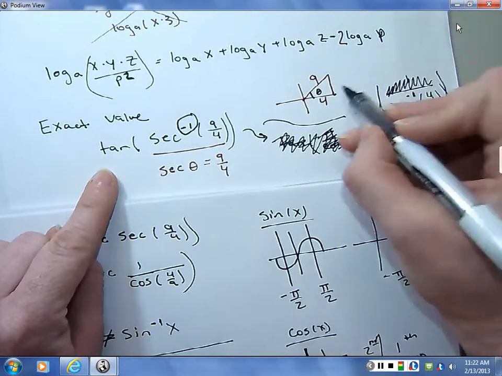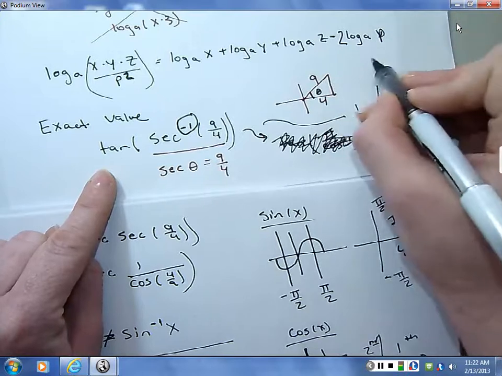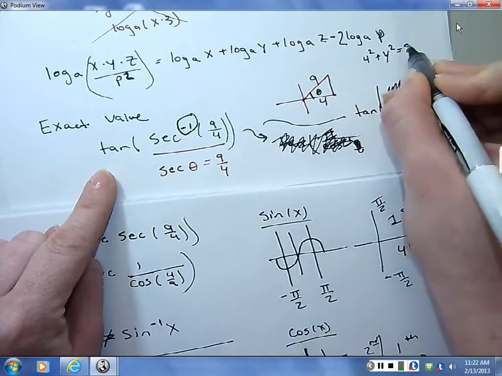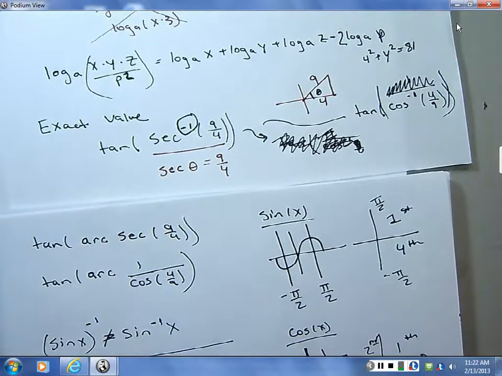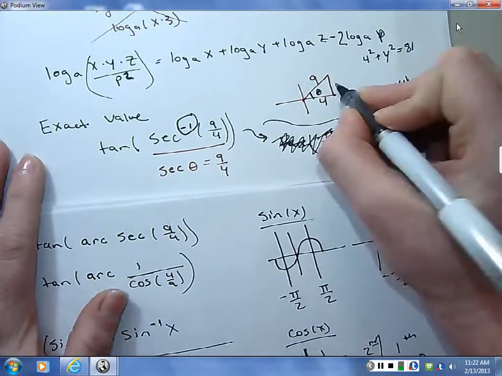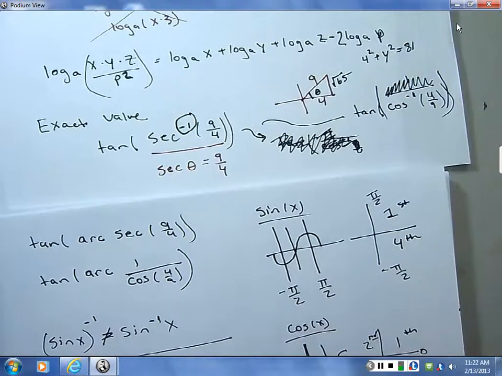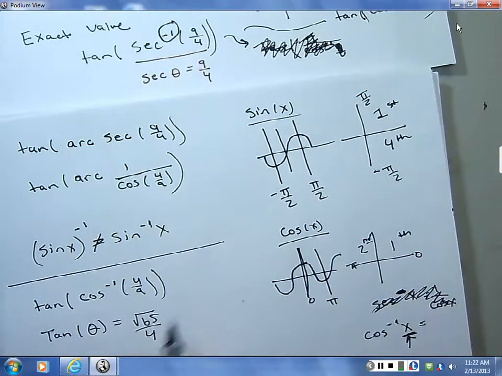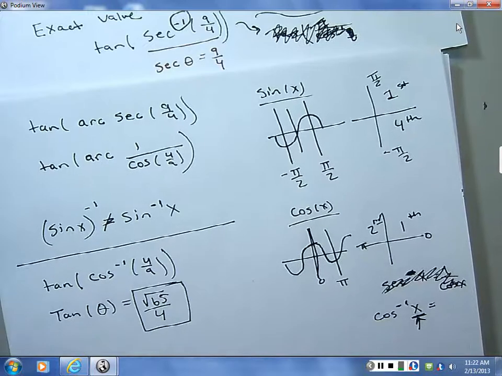So I need to find this value. So this would be 4 squared plus y squared equals 9 squared, which is 81. So 81 minus 16 is 65. So this becomes the square root of 65. So now what is going to be tangent of this angle? Very good. Square root of 65 over 4. The answer is square root of 65 over 4.